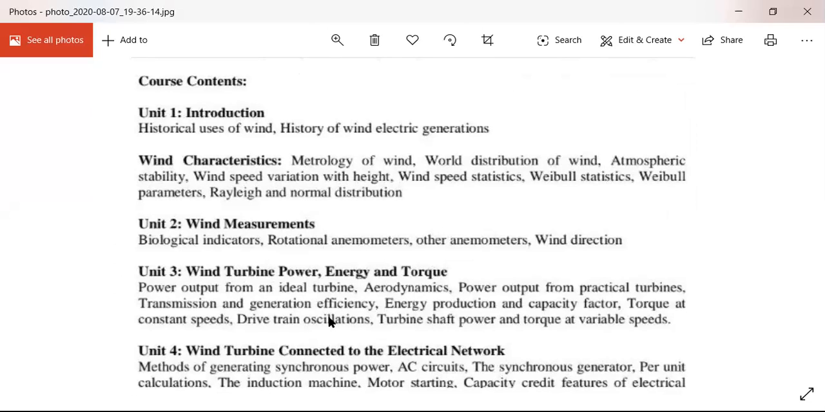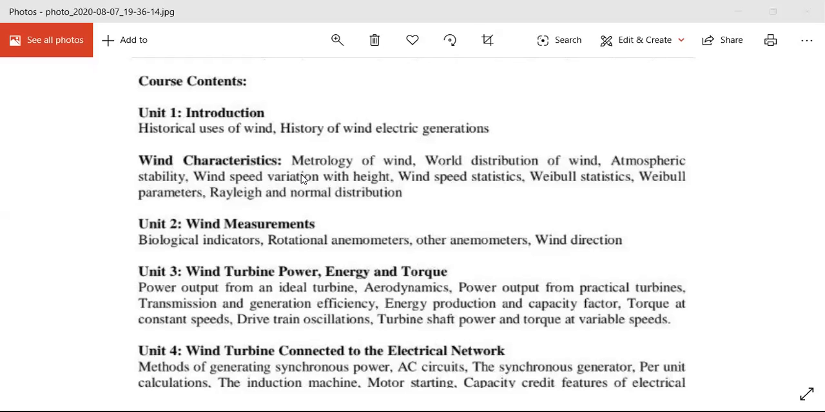So see, there are a total of 6 units. Your first unit basically deals with the introductory part. The introductory part includes the history of the wind and wind electric generation. Then wind characteristics, the concepts we have learned in the past. We are going to learn about the wind characteristics like wind speed, then what are the measuring parameters used in the case of wind turbines. So this is your basic unit.